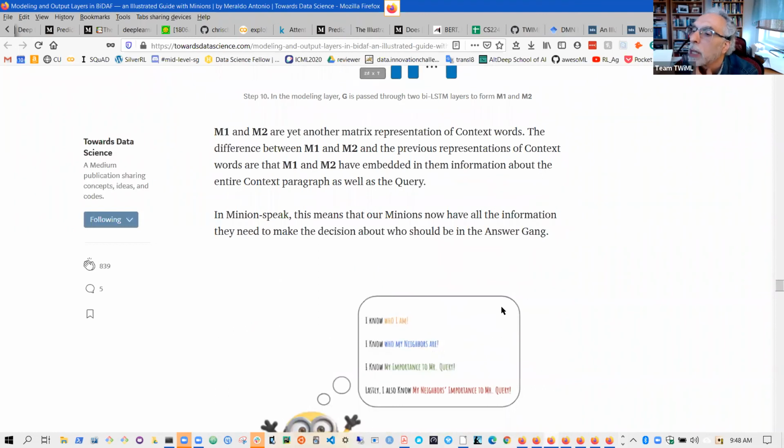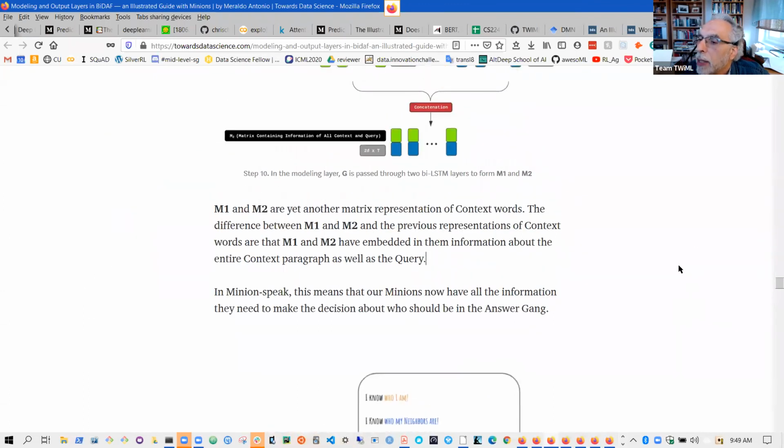M1 and M2 are yet another matrix representation of context words. The difference between them and the previous representation, which I guess means G, is that M1 and M2 have embedded information in them about the entire context paragraph as well as the query. Somehow I thought G had that in it.